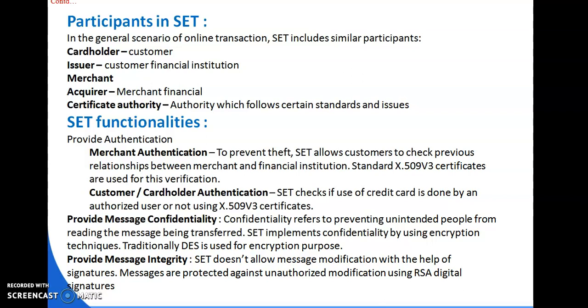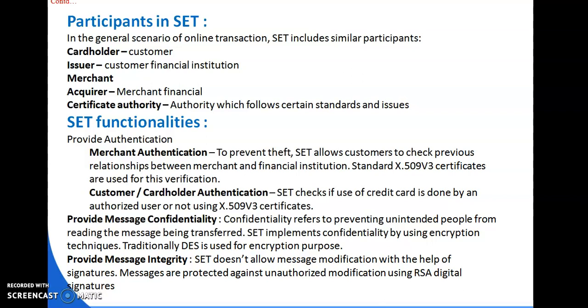Next is providing message confidentiality. Confidentiality refers to preventing unintended people from reading the message being transferred. SET implements confidentiality by using encryption techniques. Traditionally, DES is used for encryption purposes. So that is known as message confidentiality.